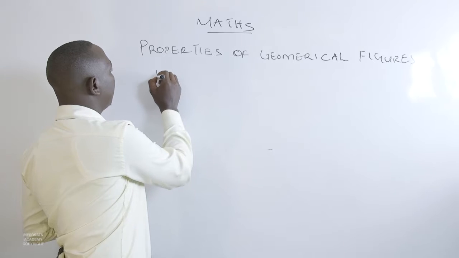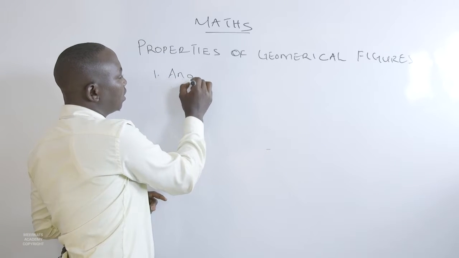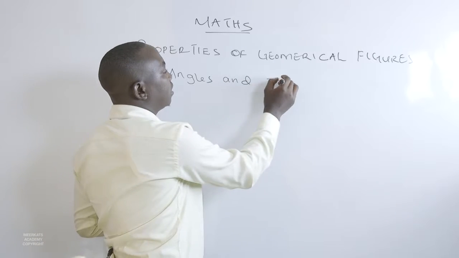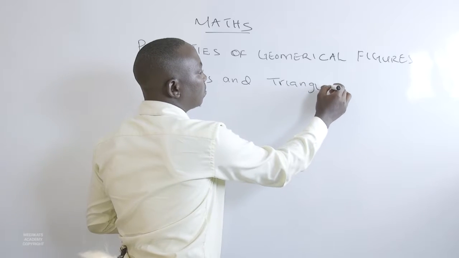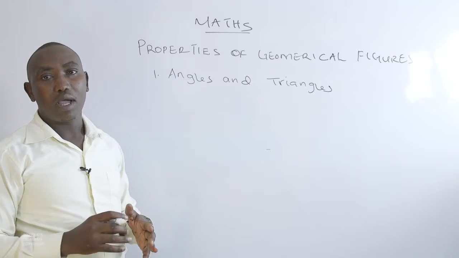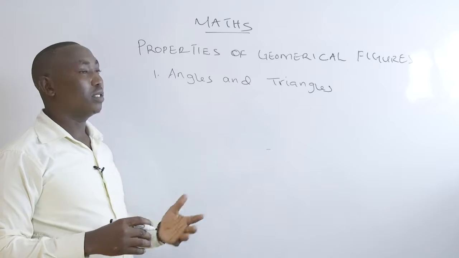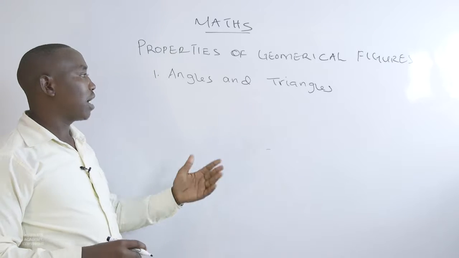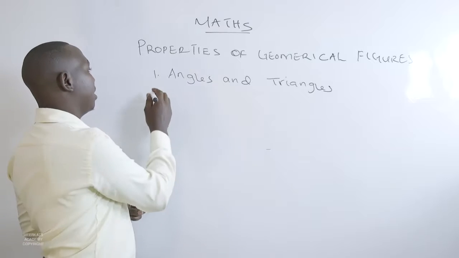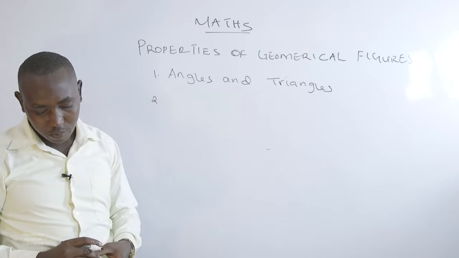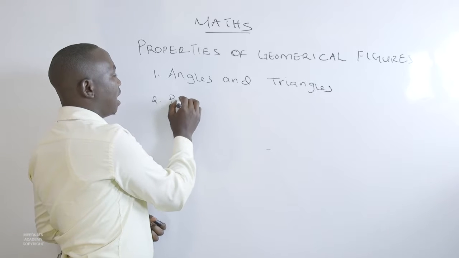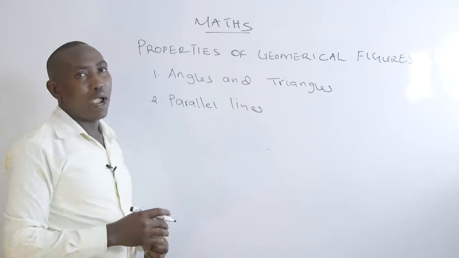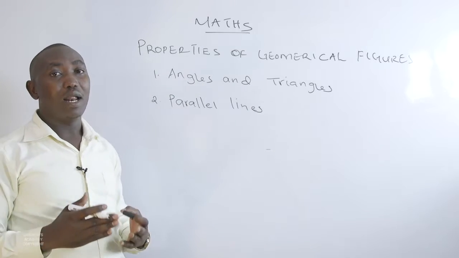One of them is about the angles and triangles. So we're going to look at angles and triangles, which you can recall that triangles are three-sided figures. Number two, on the same topic, we are going to look at parallel lines, where we shall discuss what parallel lines are.